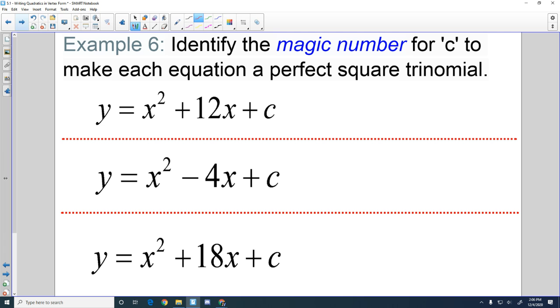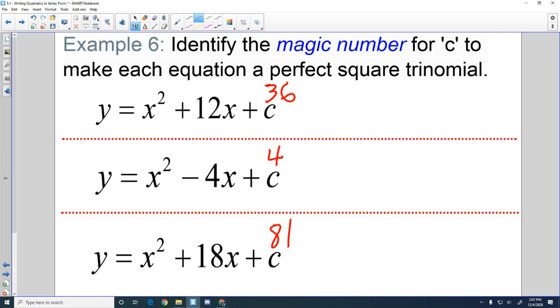Yes, it does. All right, everyone, what's the magic number for this first one? It is 36. Yeah, you take half of 12 and you square it, you get 36. How about for the second one? What's our magic number? Positive 4. And how about the last one? 81. Anyone else get those three magic numbers?